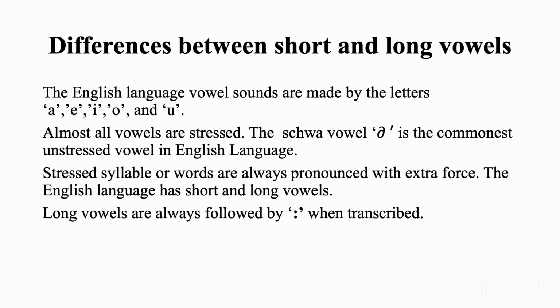Differences between short and long vowels. The English language vowel sounds are produced when these letters are used. Almost all vowels are stressed. The schwa is the commonest unstressed vowel in the English language. Stressed syllables or words are always pronounced with extra force. That is, when you are pronouncing it, you realize that you need extra force. The English language has short and long vowels. Long vowels are always followed by the colon sign when transcribed.